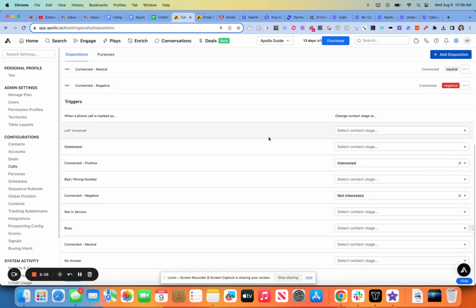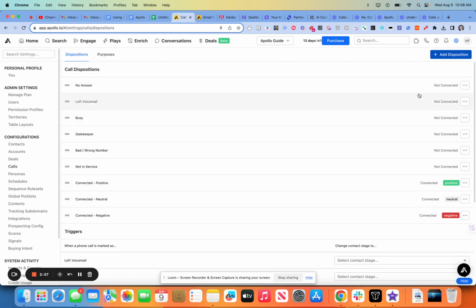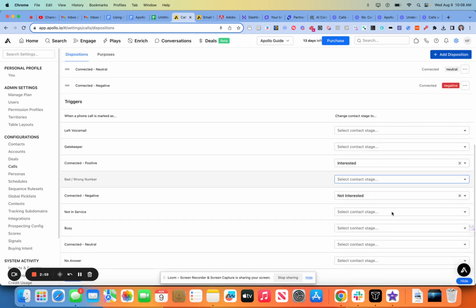So what happens after we did this, right? We're starting to keep clean data, but why is it important? Okay, as I said, brand new Apollo here, but we can see that if a call is connected positive, the stage of the person or the contact is going to move to interested, and negative is not interested, right? So what happens from here? This is what I think a lot of teams that I work with don't have a full grasp of, right? If something is marked as not interested, how can we see how that is going to affect us here?